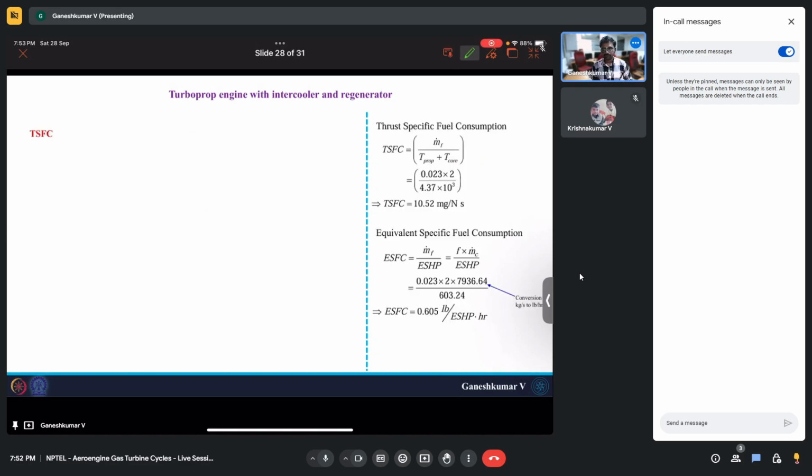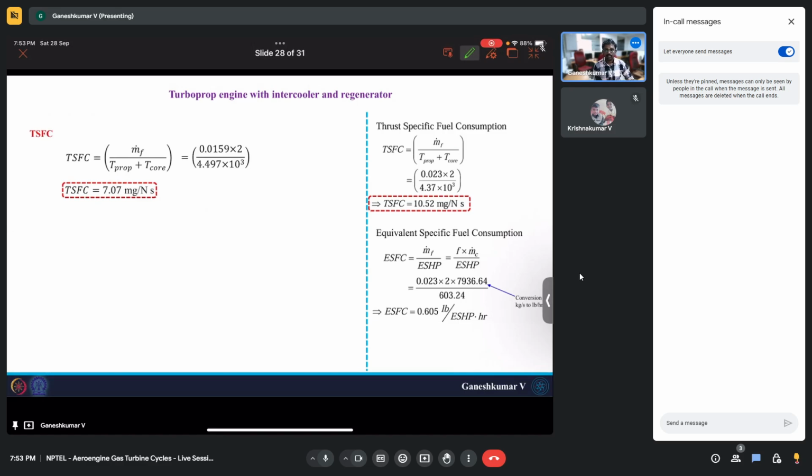Okay. Now, yeah, an important parameter: TSFC. The whole point of doing this turboprop engine. How much difference is the TSFC? We can find out. If you substitute these numbers, we will end up having this decrease in TSFC from 10.52 to 7.07, which is a good amount actually. In the long run, it's going to be economically beneficial.